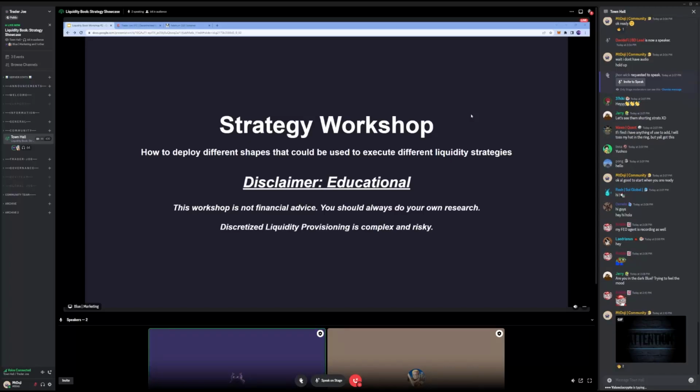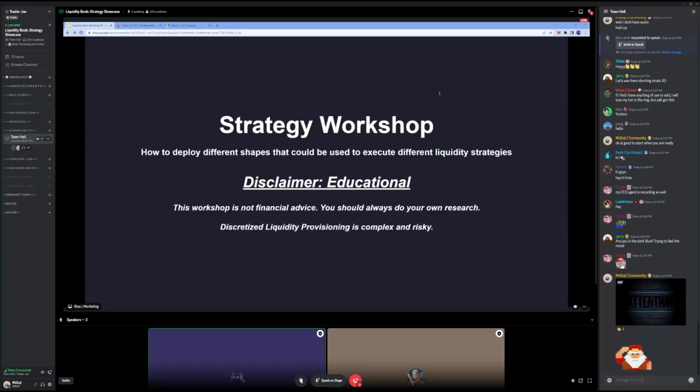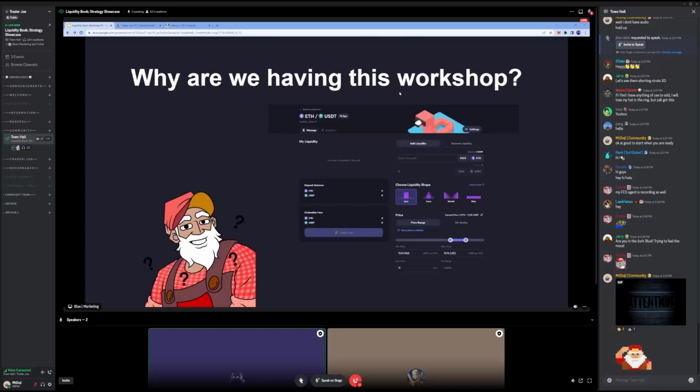So I guess these are the big disclaimers. This is a strategy workshop. This will help to inform you how to deploy different liquidity shapes to execute different liquidity strategies or market making strategies that you may have. It's educational, it's not financial advice. You must always do your own research. And using concentrated liquidity or discretized liquidity via Liquidity Book is a complex and risky undertaking. So that is kind of an overview.